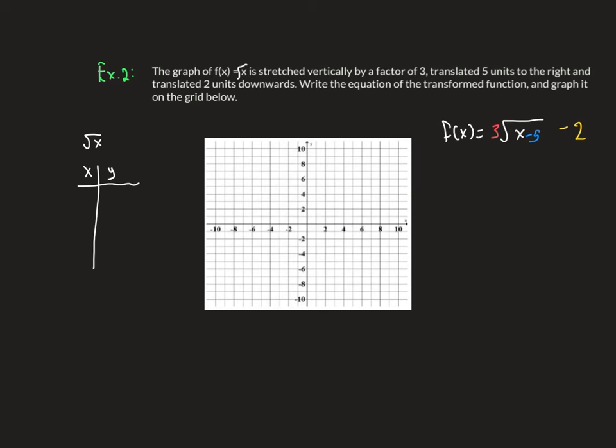Actually, let's go with square numbers here. So let's go with 1, 4, 9, 16. All right. So that gives me square root of 1 is 1, square root of 4 is 2, square root of 9 is 3, and square root of 16 is 4.